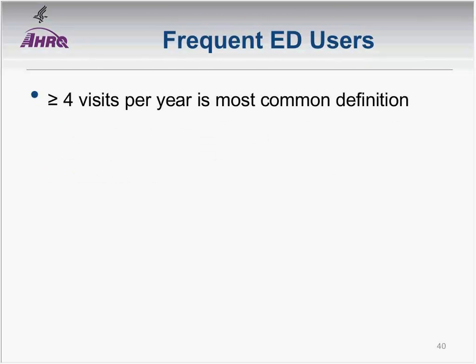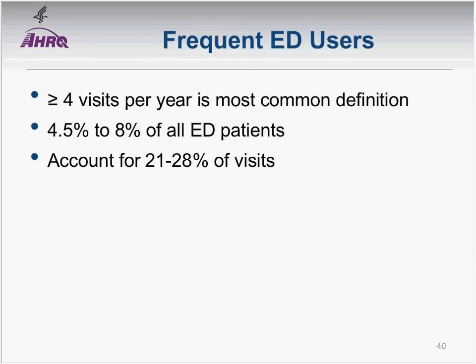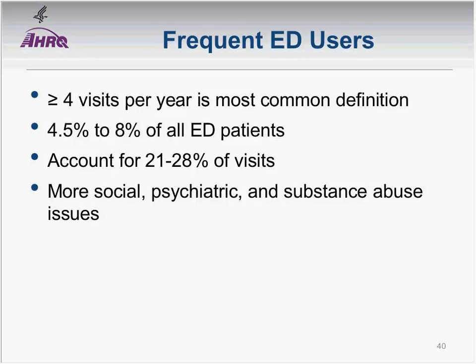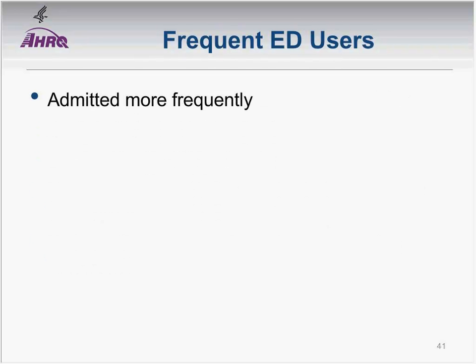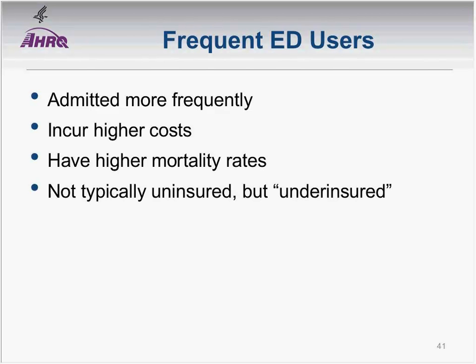So first, looking at frequent ED users. The most common definition is patients who have 4 or more visits within a year. They comprise 4.5% to 8% of all ED patients, however, account for 21% to 28% of ED visits. They tend to have more social, psychiatric, and substance abuse issues. They are sicker with higher acuity and more complex conditions. They're admitted to the hospital more frequently, incur higher costs, have higher mortality rates, and are not typically uninsured, but are often underinsured participants in government payer programs.